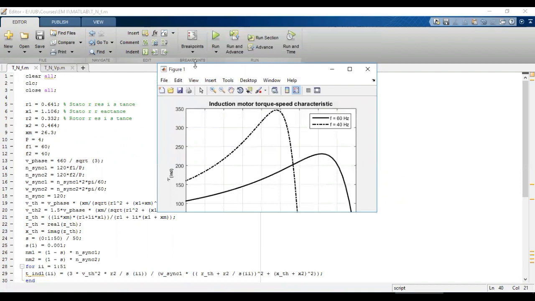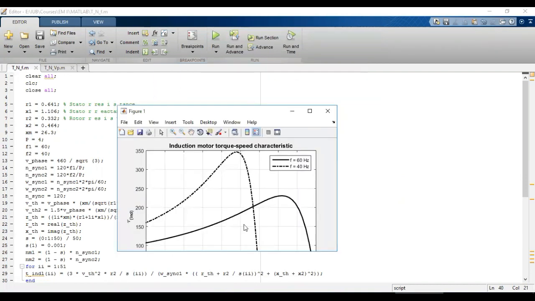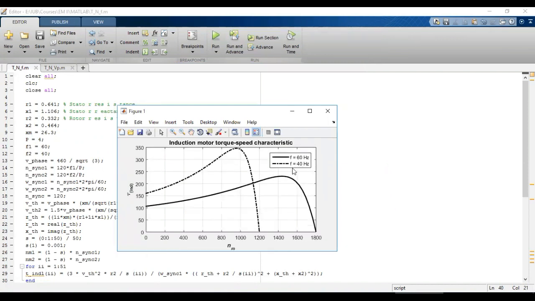So in this figure I have considered two different operating frequencies. First operating frequency is 40 hertz, second operating frequency is 60 hertz. So when I choose 40 hertz line frequency, or the frequency of the applied voltage, I get such a torque speed profile. In this case, the maximum torque is greater and the starting torque is also high, but the speed is smaller. And in this case, I have smaller starting torque, I have smaller pull out or maximum torque, but the speed has increased considerably.